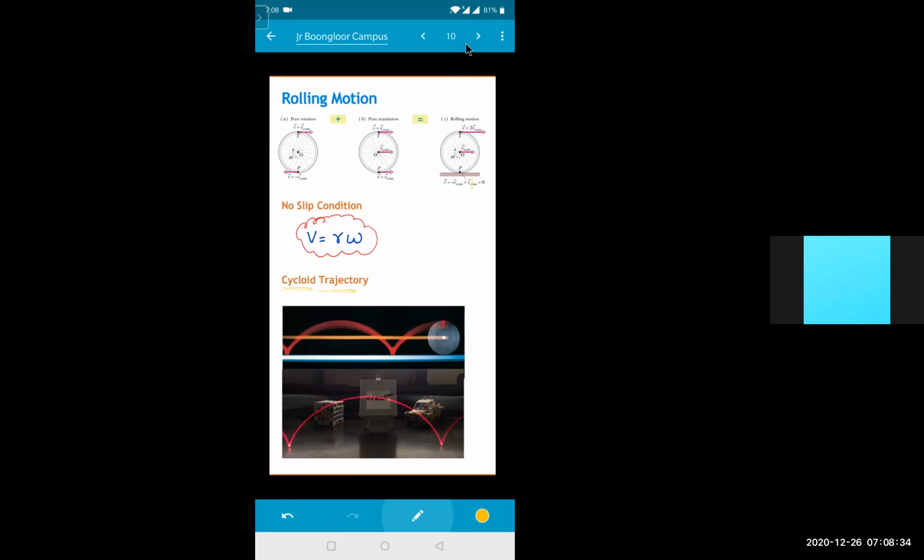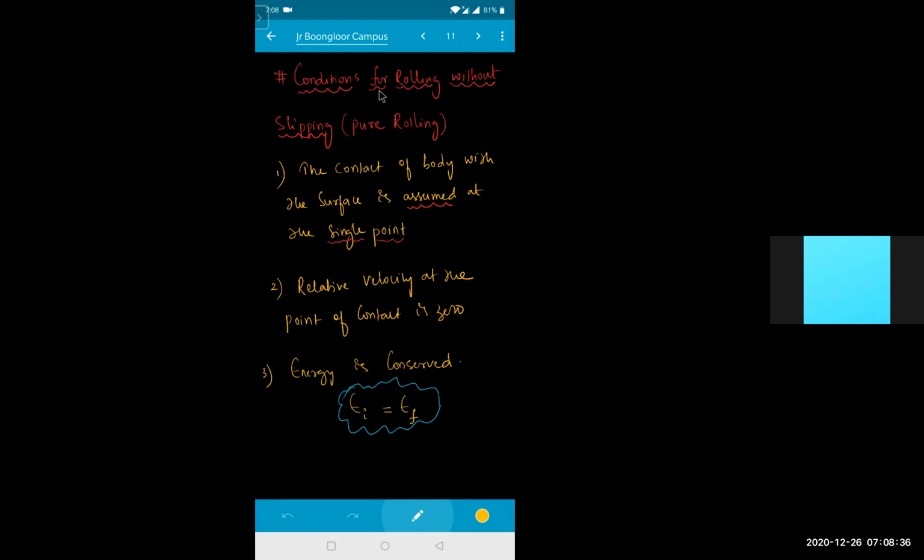Clear? What are the conditions for rolling without slipping? Whenever you are doing problems on rolling without slipping, keep these points in mind. The first one: the contact of the body with the surface is always assumed to be one single point, like the wheel. The wheel of your car is in contact with the ground at how many points? Only one point. And the relative velocity at the point of contact must be equal to how much?